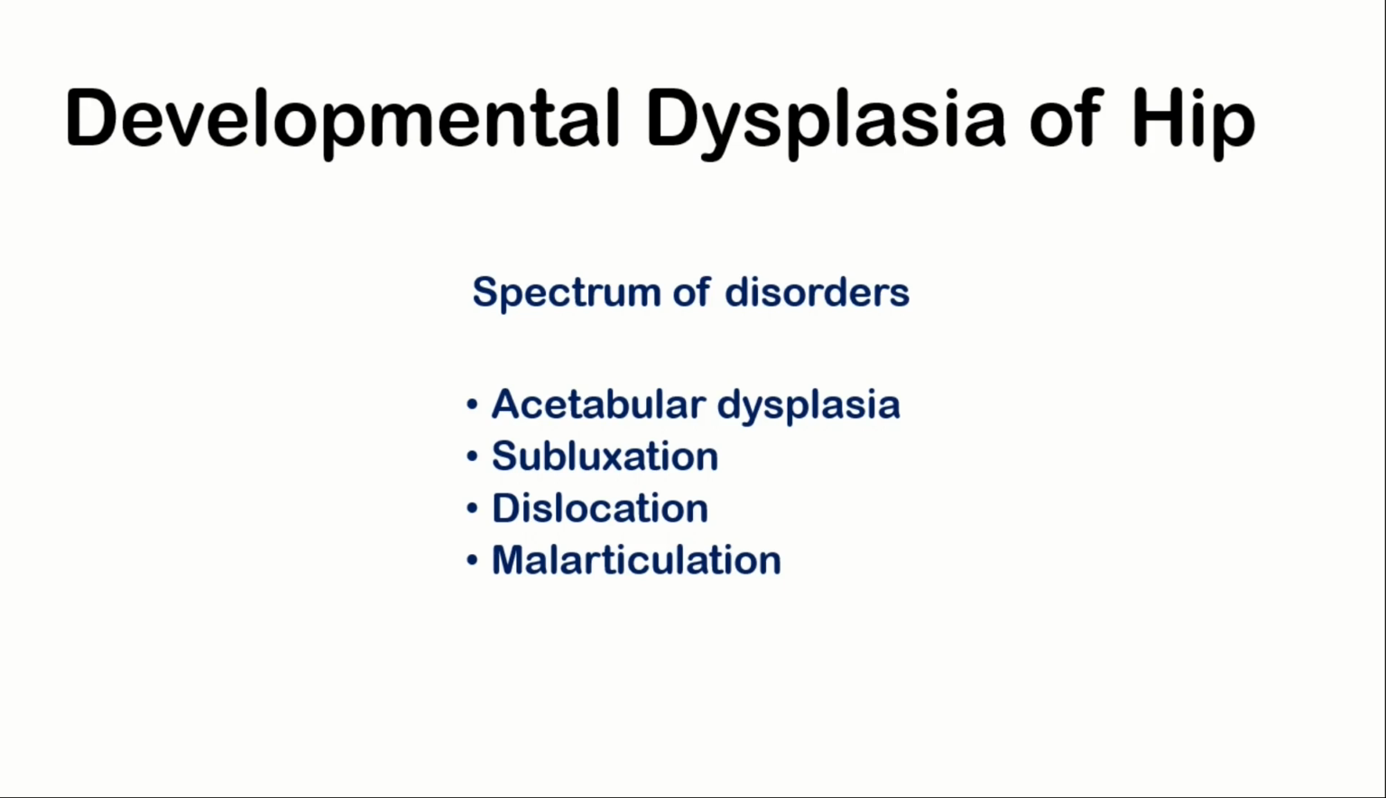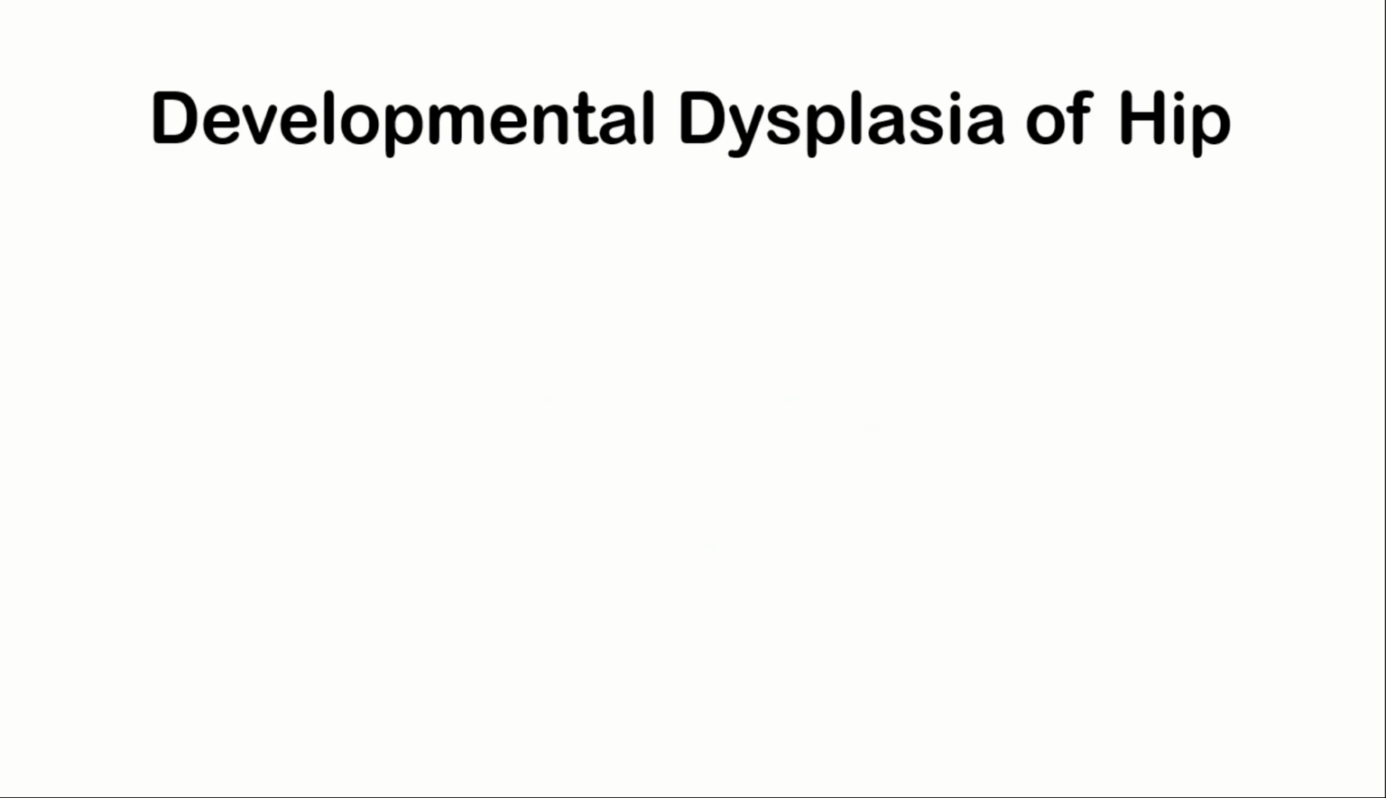Dysplasia is an abnormal growth or development of tissue. So, acetabular dysplasia means that the acetabulum, or the socket that holds the head of femur bone, is developed abnormally. A subluxation means partial or incomplete dislocation. So, developmental dysplasia of the hip means that the hip joint is developed abnormally so that there is dislocation at the hip joint, presenting since birth.